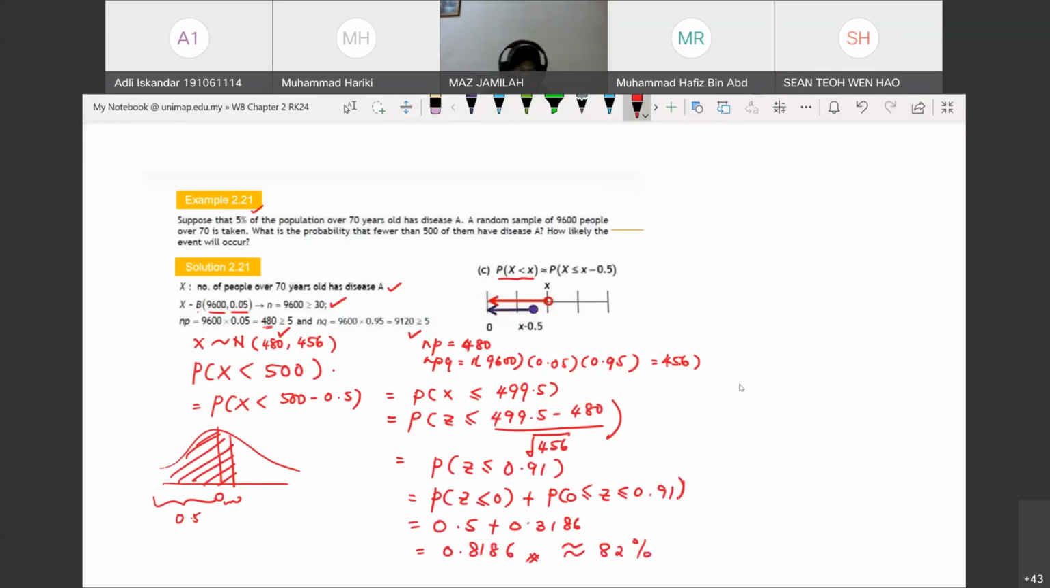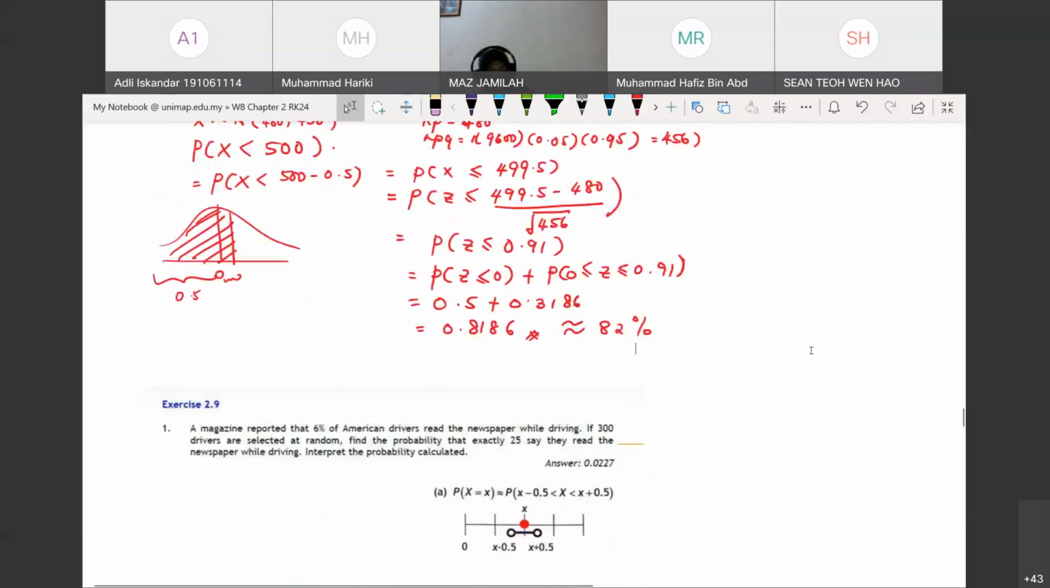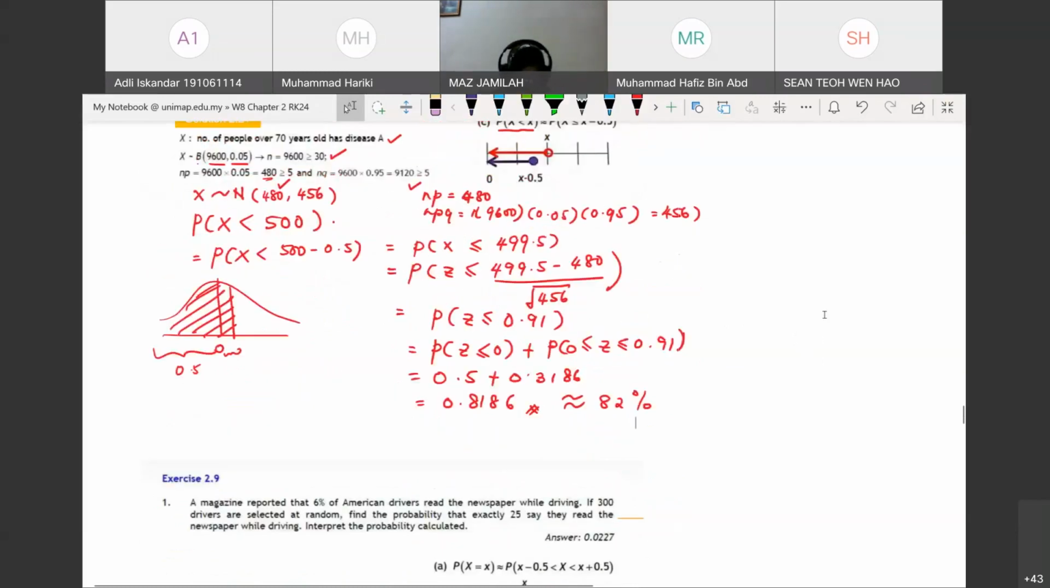How likely? Since the percentage is very high, the event is likely to occur. Okay, so that will be your conclusion for your question.